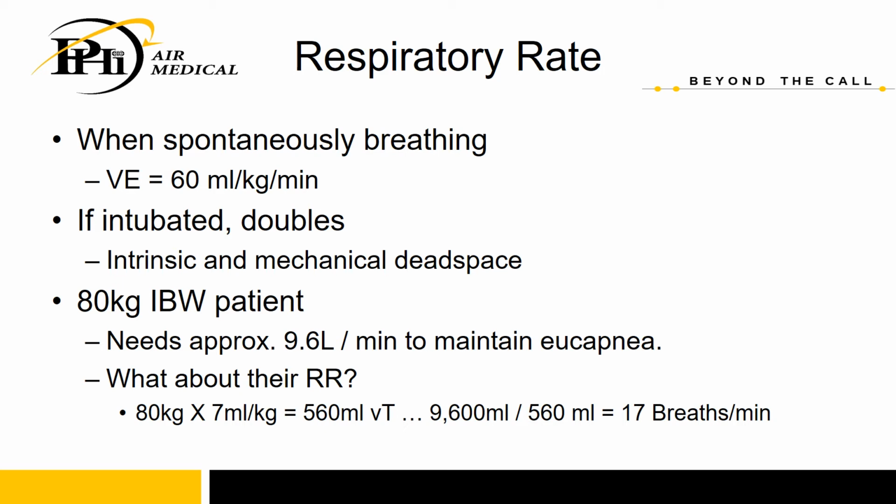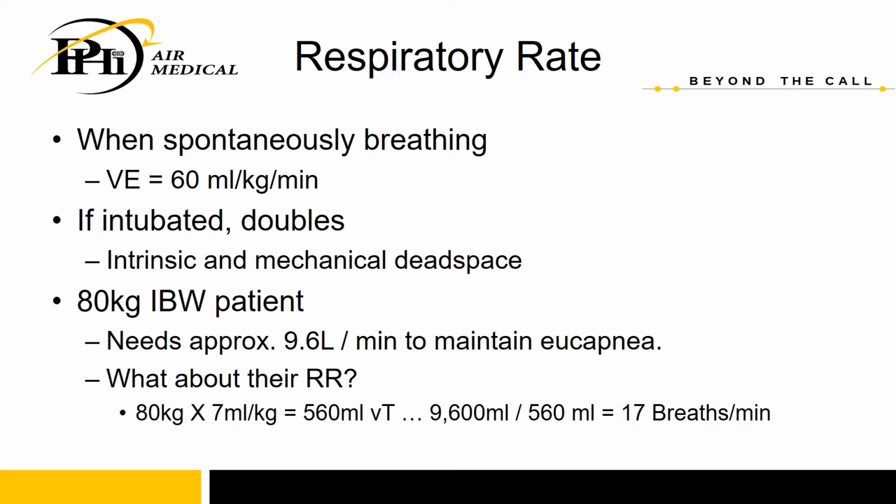When somebody is intubated, that number immediately doubles because of a lot of mechanical dead space inside of the circuit, inside of the ET tube, as well as intrinsic dead space in the large airways. So if we take our 80 kilogram ideal body weight patient, which is maybe a 6'3" or 6'2" male, they need approximately 9.6 liters per minute to maintain eucapnia.